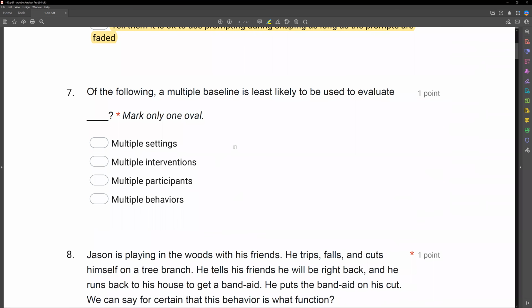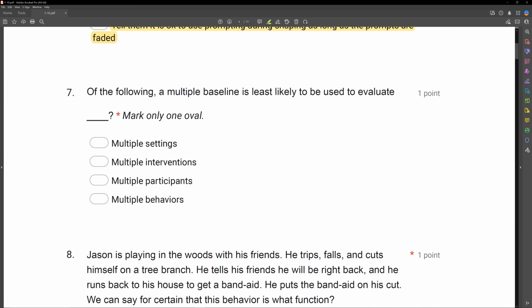7, of the following, a multiple baseline is least likely to be used to evaluate what? Easy question. And there are easy questions on the exam. You will get easy questions, okay? We don't know what questions are going to be easy or going to be hard. It doesn't work like that, right? But not every question is going to be a really hard question. The mistake people make is they get an easy one like this and they overthink it. They think there's a trick or they're trying to confuse you. They're not trying to trick you. They're not trying to confuse you. They want to test your knowledge.